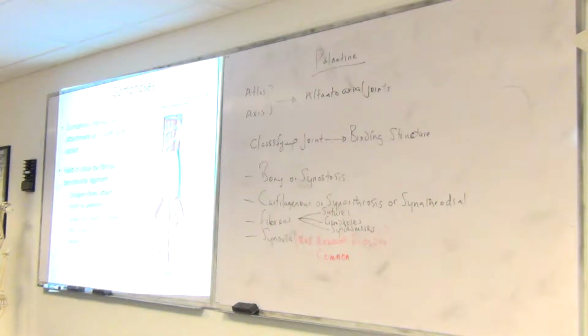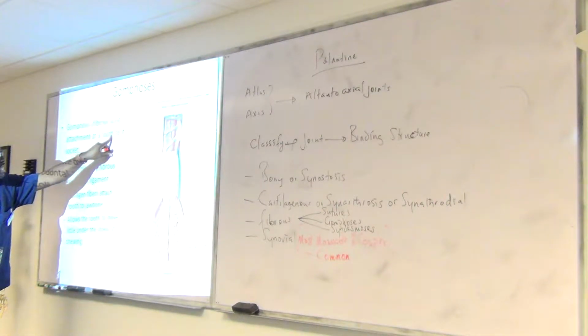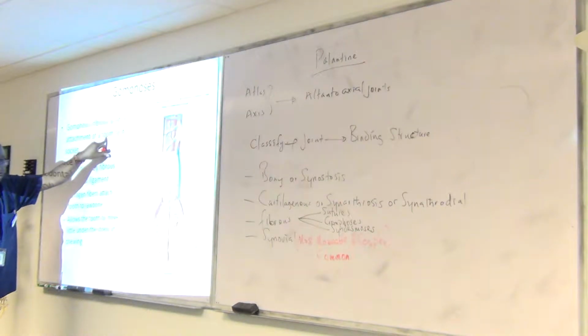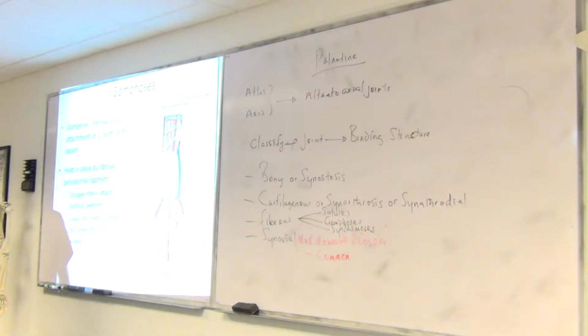Okay? Gomphosis is another type of fibrous joint. We'll talk about it right now. The gomphosis is a fibrous joint which provides attachment for a tooth to the socket, the alveolar process of the maxilla or the mandible.